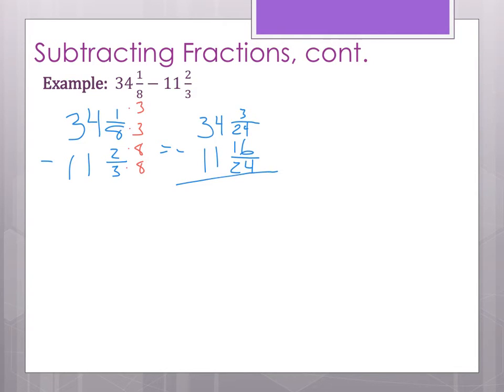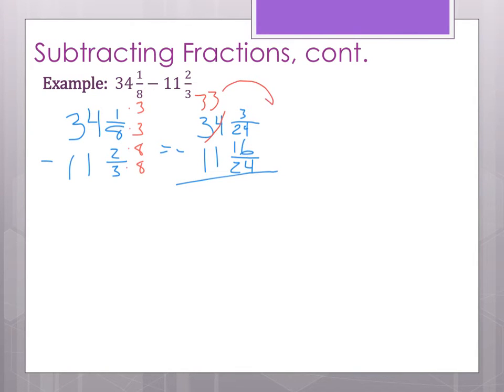And now here is where our problem arises. I can't do 3 minus 16. 3 isn't big enough to take 16 away from it. So just like normal subtraction, I need to go over to the next place, and I need to borrow one from this 34. But when I borrow it, I'm not just going to add 10 and make this 13. I'm going to borrow it in the form of 24 over 24. So let's see what that looks like. I'm taking 1 away, so now this becomes 33.